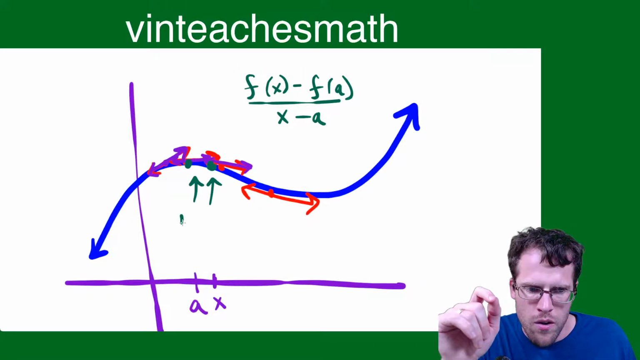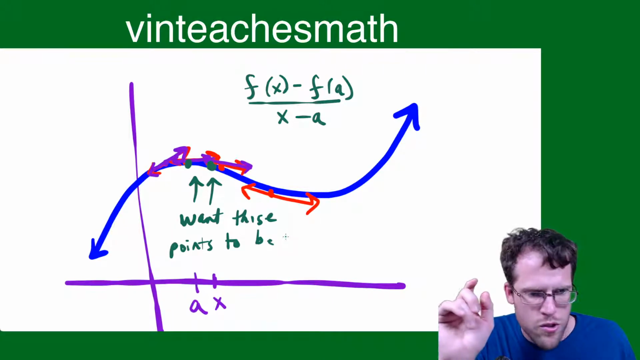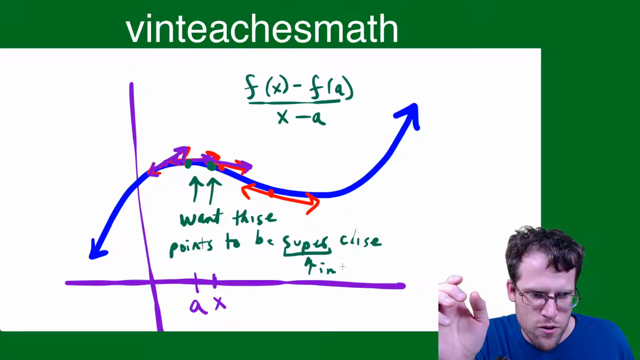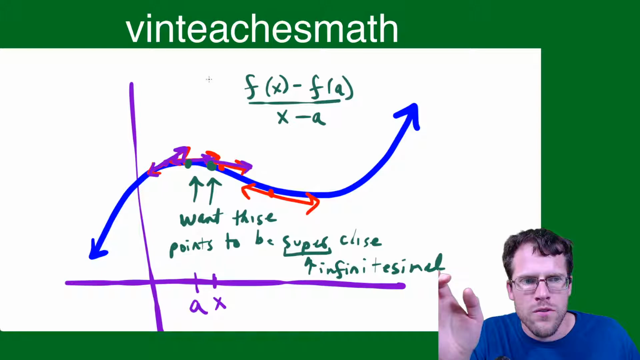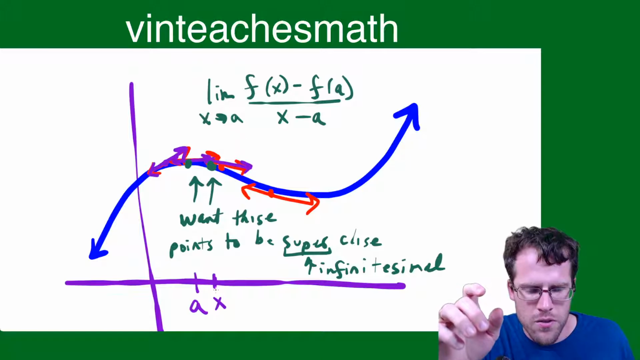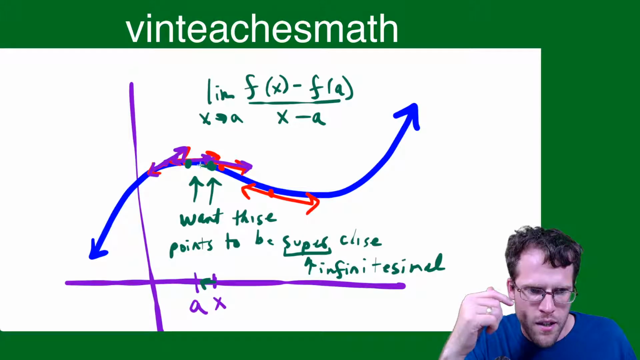We want those points to be super close. A better way of saying this, instead of super close, is at the infinitesimal level. So very, very close. That's why we take the limit as x approaches a, because this means bring x and a close together. As x gets closer to a, this point gets closer to that point.